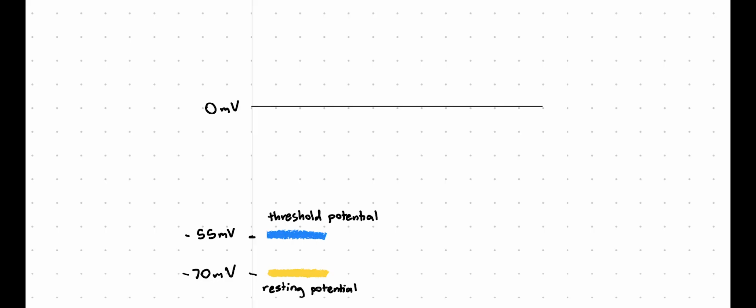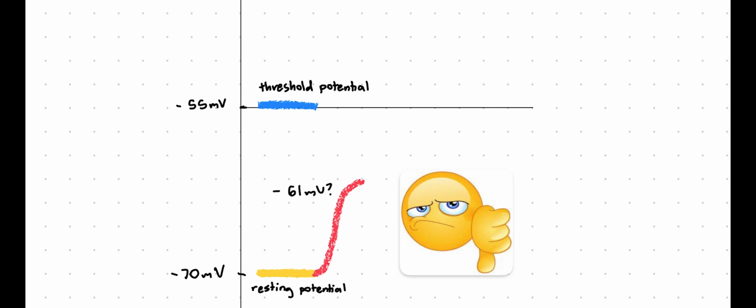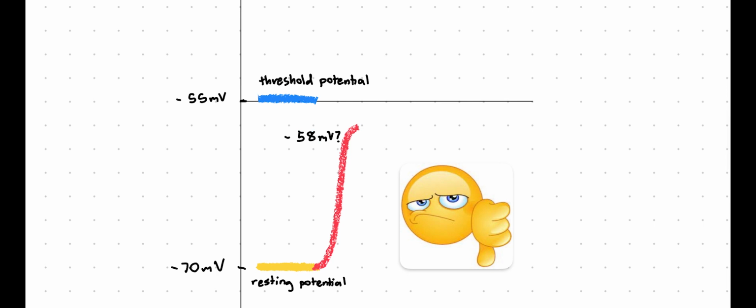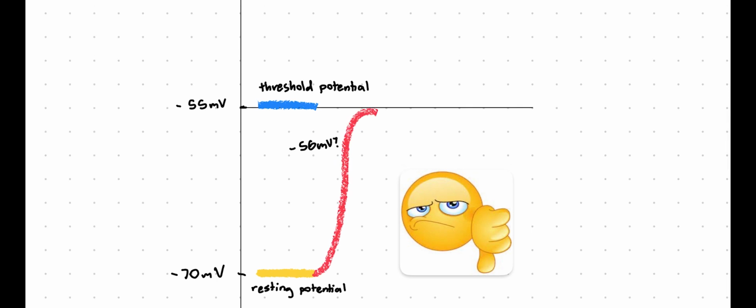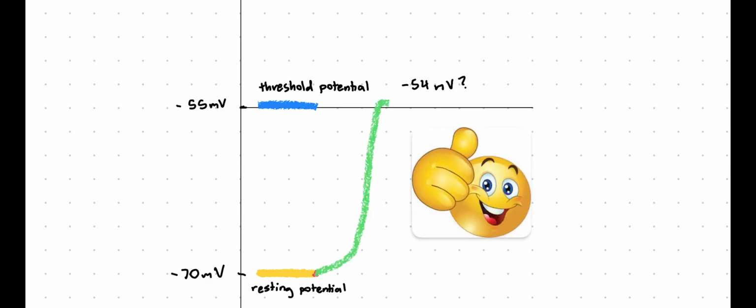To trigger an action potential, a nerve cell must be depolarized enough. Usually this value sits around negative 55 millivolts for mammals, and is also known as the threshold potential. Action potentials are an all-or-nothing event that won't trigger if this threshold value isn't reached. Crossing this threshold opens the voltage-gated channels for sodium and potassium. Let's take a closer look at this process.